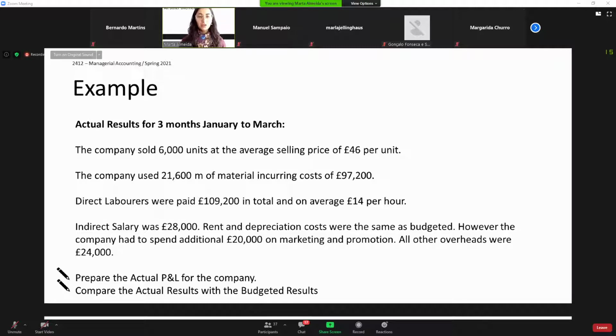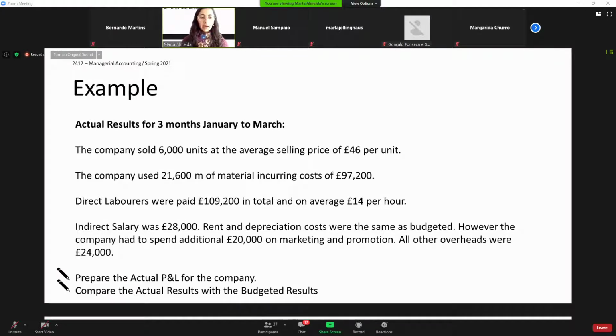21,600 meters of material, which in total cost £97,200. Direct labor was paid in total £109,200, and that was an average of £14 per hour. We have indirect salary of £28,000; rent and depreciation were the same as the budget. However, the company had to spend an additional £20,000 on marketing and promotion. And they say that the other overheads were £24,000.